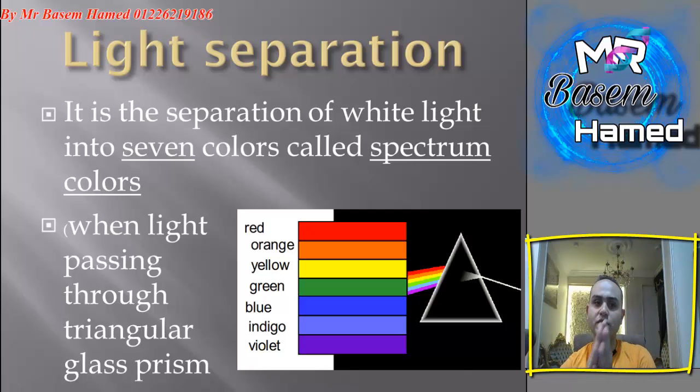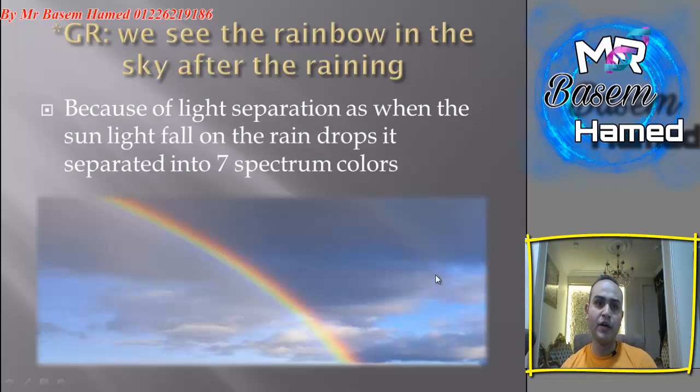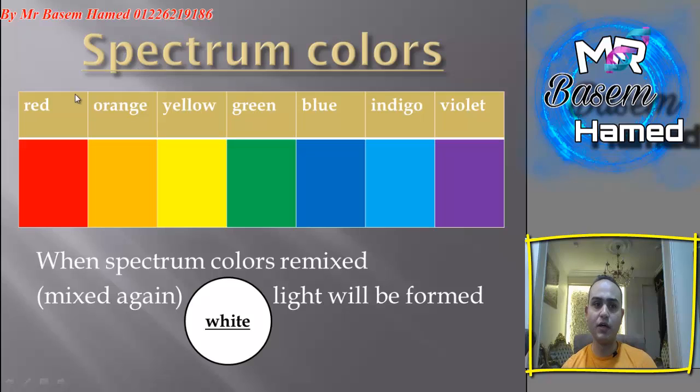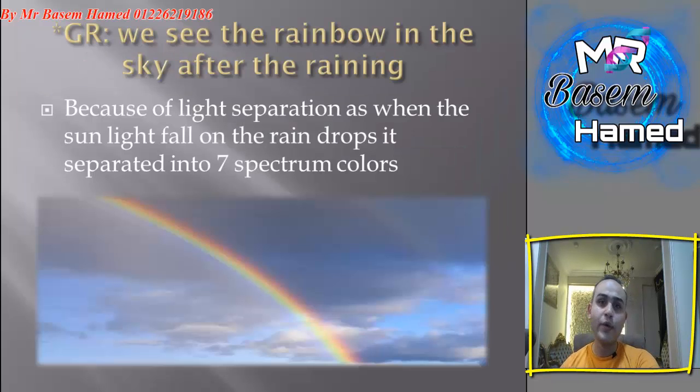Light separation is the separation of white light into 7 colors called spectrum colors when light passes through the triangular glass prism. The spectrum colors are red, orange, yellow, green, blue, indigo, violet. Again: red, orange, yellow, green, blue, indigo, violet. When the spectrum colors are remixed again, white light will be formed.